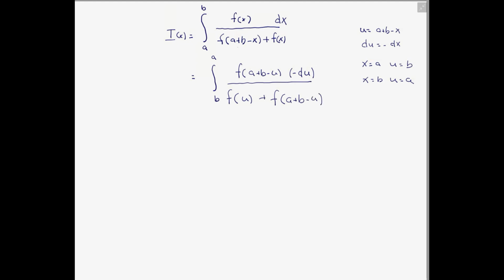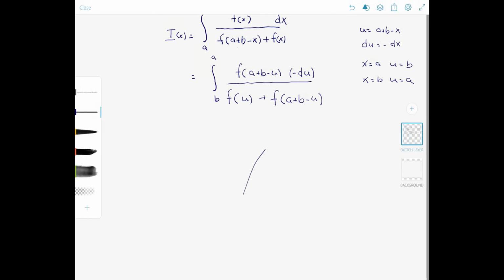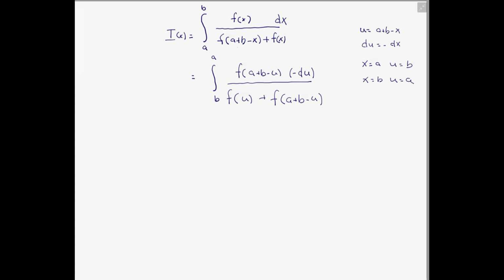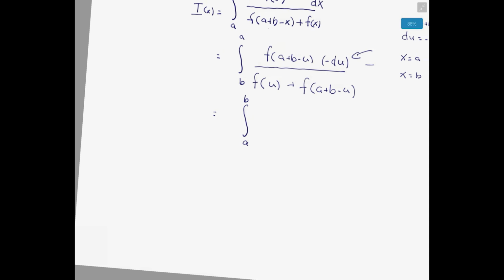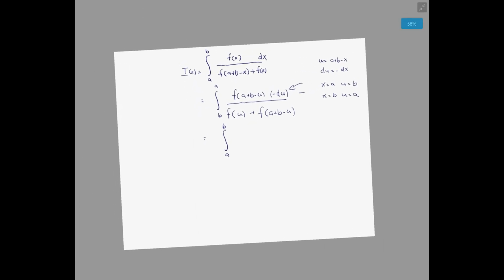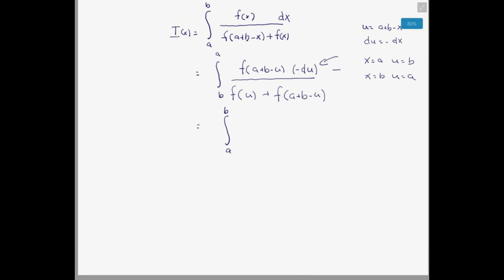We have an integral that goes from b to a. And we have f of a plus b minus u times minus du over f of u plus f of a plus b minus u. Okay, so now we've got a transformation of this function, the integrand.